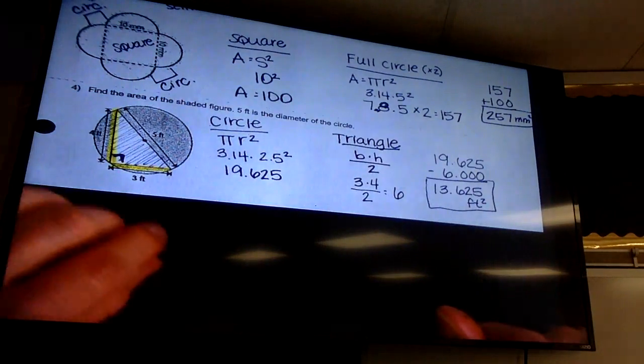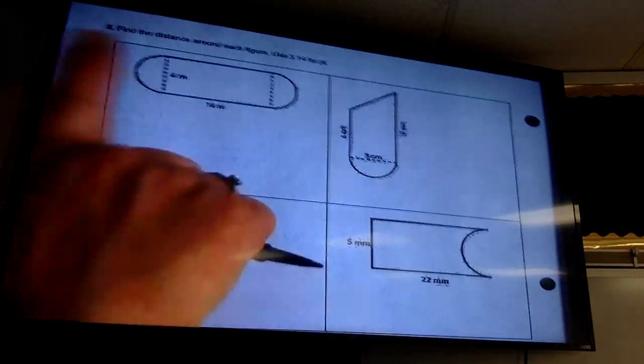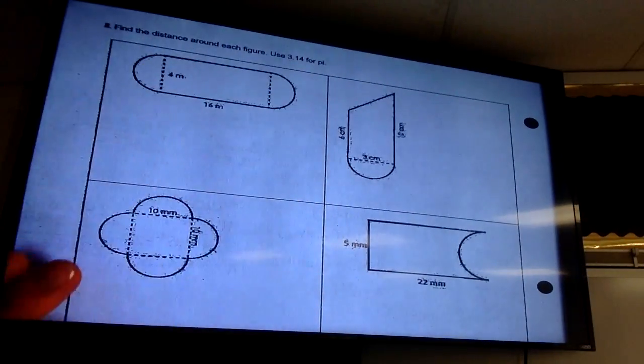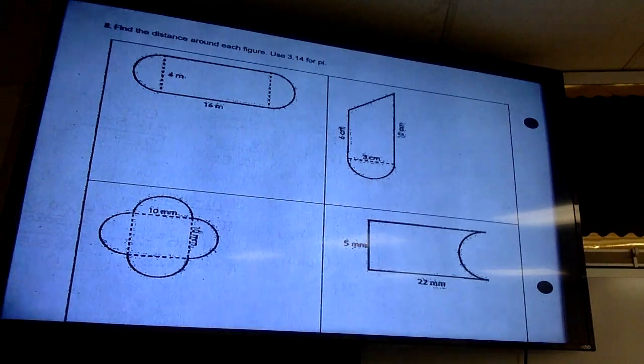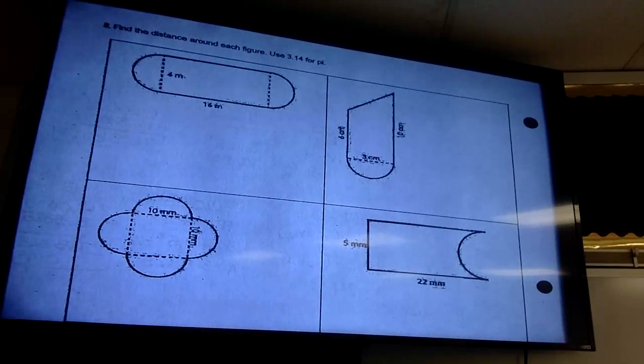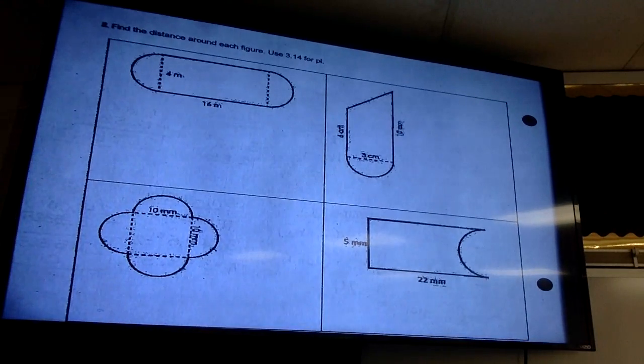So these are all the area problems. On the back, we have 4 perimeter problems, distance around the figure. And again, we're using 3.14 for pi. So you're going to notice the first 3 shapes are actually the exact same shapes we used on the front. We just also put them on the back, and now we're going to find the perimeter of them.